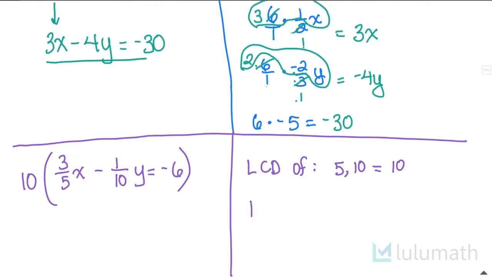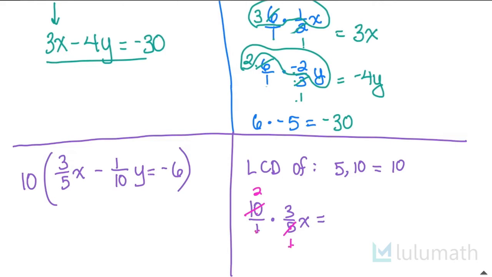So my first one is 10 over 1 times 3 over 5x. Again, things should cancel out in the denominator. If they don't, then we did not choose the correct LCD. So 10 and 5 are both divisible by 5. 5 divided by 5 is 1. 10 divided by 5 is 2.